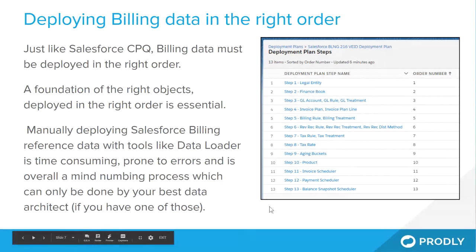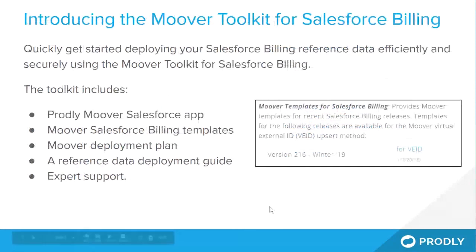Awesome, thank you. So now let's talk about the Moover Toolkit for Salesforce Billing. This is an out-of-the-box solution that allows you to pick up the billing reference data and deploy it from one Salesforce org to the other with minimal configuration. Before, this was highly intensive and you had to be a big, smart data architect to do it, and now you can pass it off to a junior person.